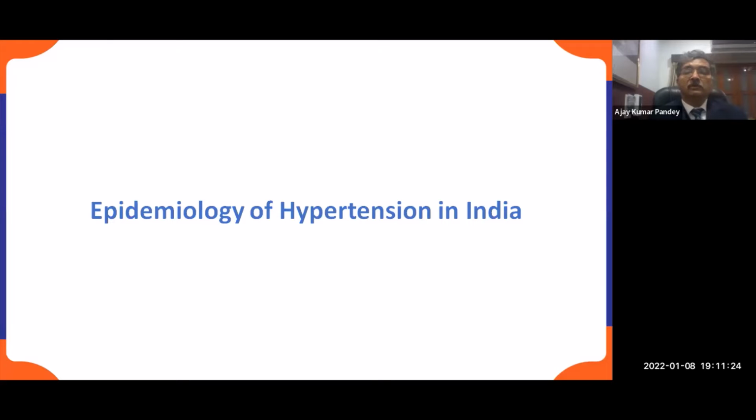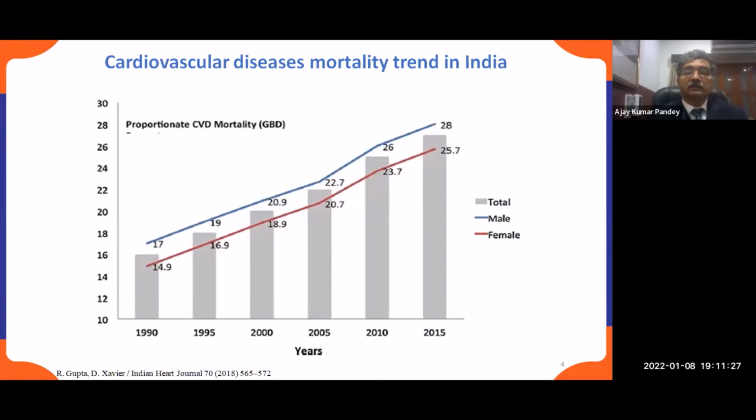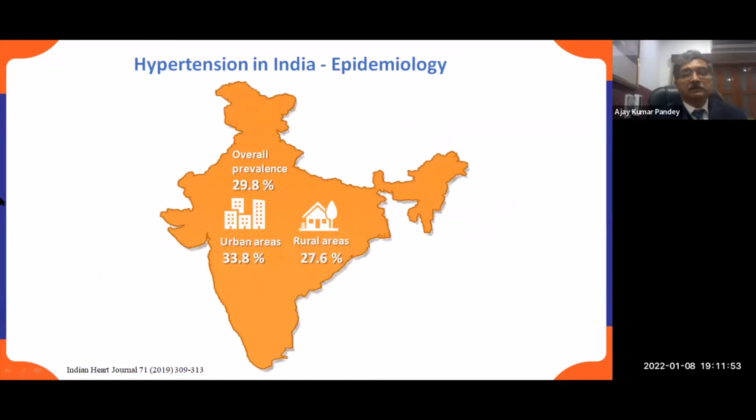So if you look into the epidemiology of hypertension in India, what we see is that by passing years from 1990 to 2015, the number of hypertensive patients and proportionate CVD mortality were increasing for the last 10-15 years. And the total mortality is proportionately very high in male persons compared to female patients. These were data published in 2018 in Indian Heart Journal. And the overall prevalence of hypertension in our community is around 29.8%. In urban areas, it is 33%. In rural areas, it is around 27.6%.